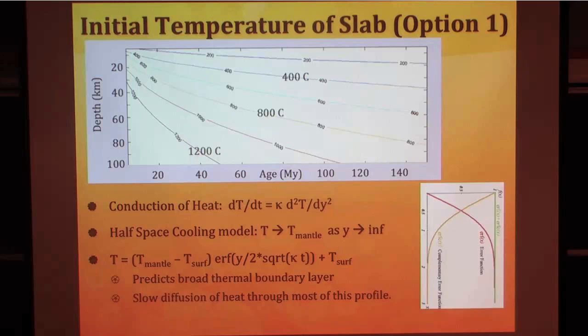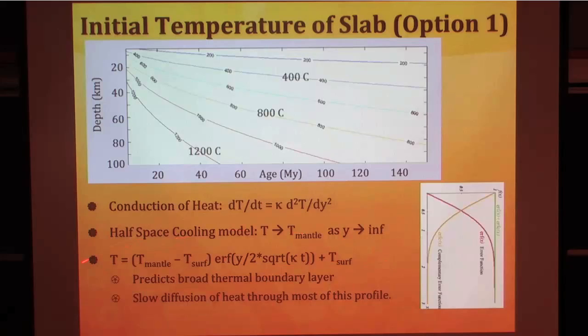And you're solving the conduction of heat, so dT/dt, the change in temperature with time, equals the thermal diffusivity times the change of temperature, basically the curvature of the temperature in space. And you apply the boundary conditions. The main important one for the half space is that the temperature equals the mantle temperature at infinity. And then you have a surface temperature of 0. You can solve this analytically with some fun math that's in Turcotte and Schubert's book.